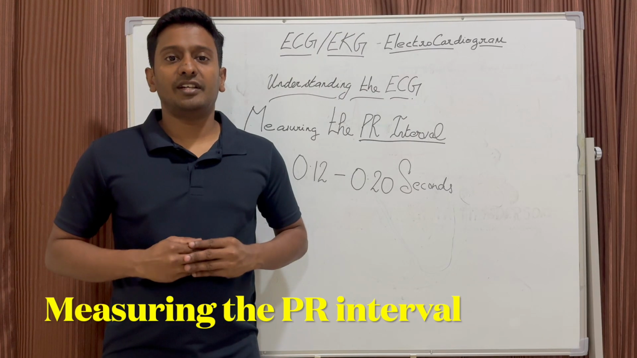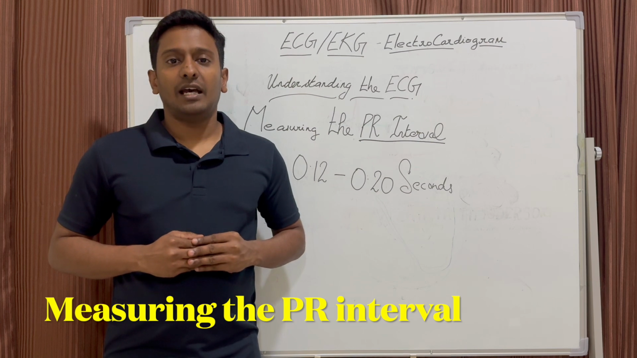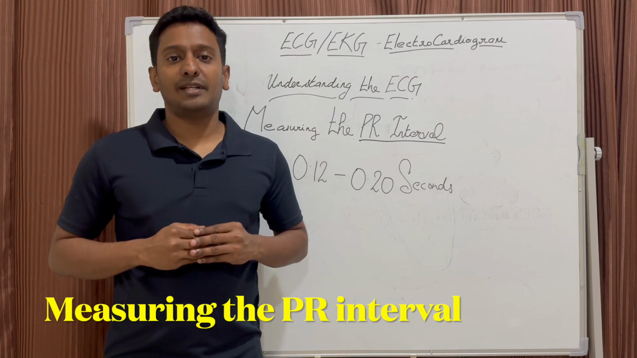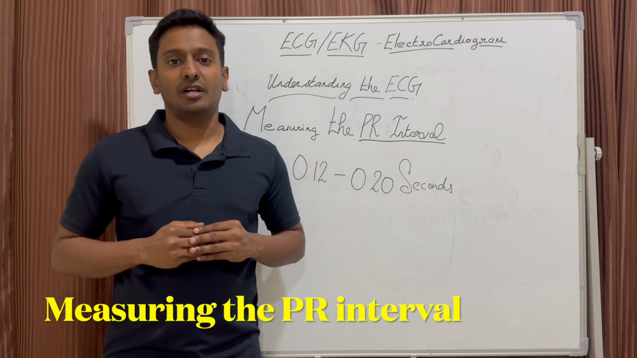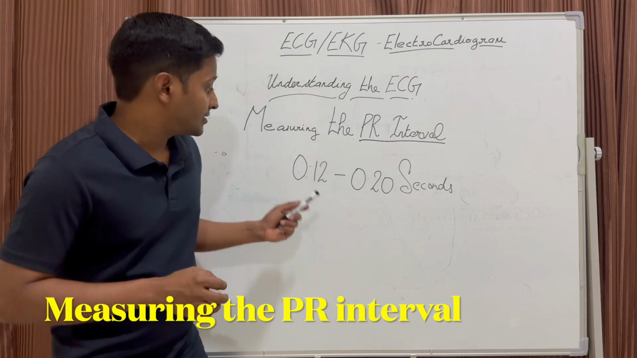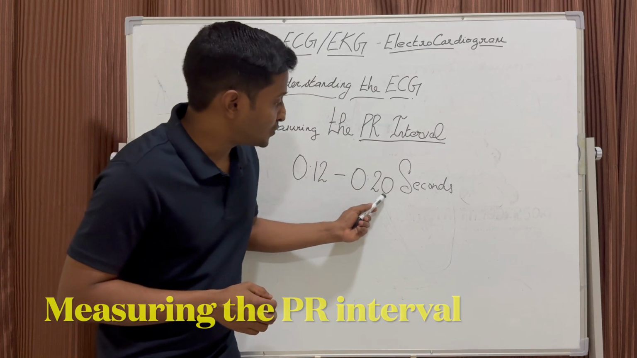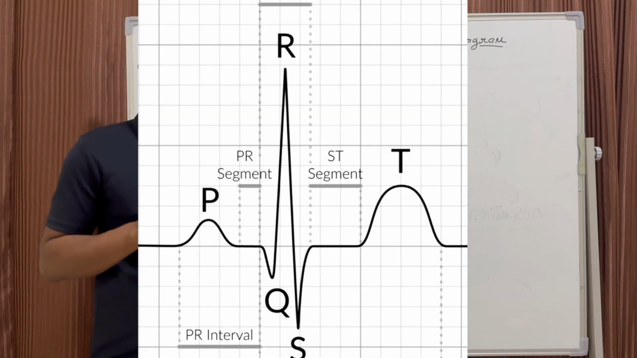Next, measuring the PR interval. It represents the time taken in between the atrial and ventricular depolarization. The normal time is 0.12 to 0.20 seconds or 3 to 5 small boxes in the ECG.